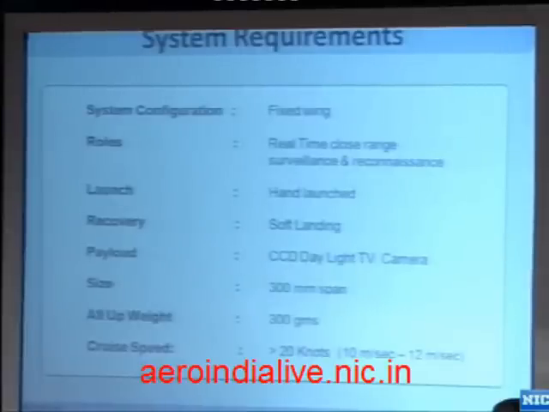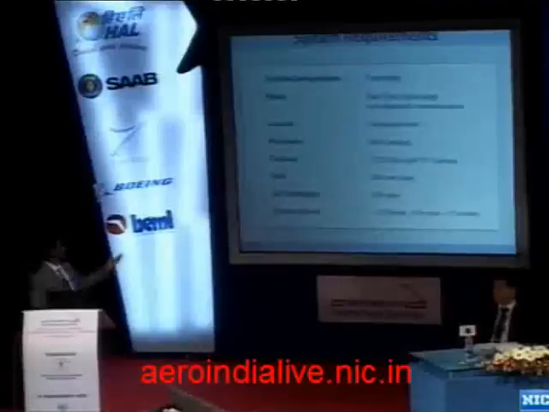So we looked at various projects elsewhere in the world, looked at what DARPA defines for micro air vehicles, and came out with our own basic requirements for the vehicle, which can have a size of 300 millimeters and a weight of 300 grams. Though DARPA says a 150 millimeter or 150 gram vehicle is an ideal case for a micro air vehicle, since we had to start for the first time, we thought we could do a 300 mm vehicle and then migrate to a smaller vehicle.